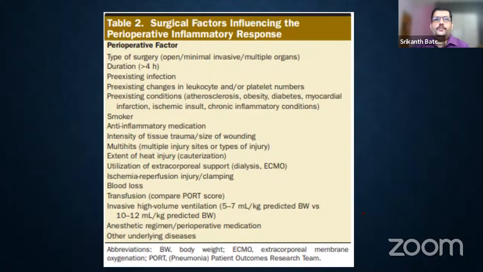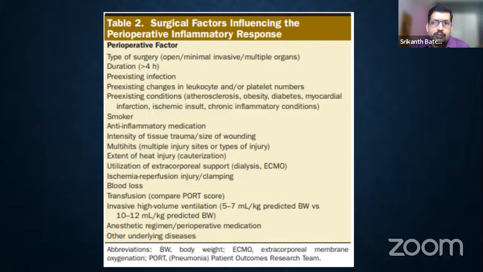Enough of the pathology. Now we will move to the risk factors or perioperative factors which will cause an amplified response. The type of surgery, open or minimally invasive, and multiple organs affected during the surgery play a role. Duration, if more than 4 hours, is bound to cause a severe immune response. Pre-existing infection, pre-existing changes in leukocyte and platelet numbers, and comorbidities like atherosclerosis, obesity, and diabetes also matter. Smoking and use of anti-inflammatory medication as well.